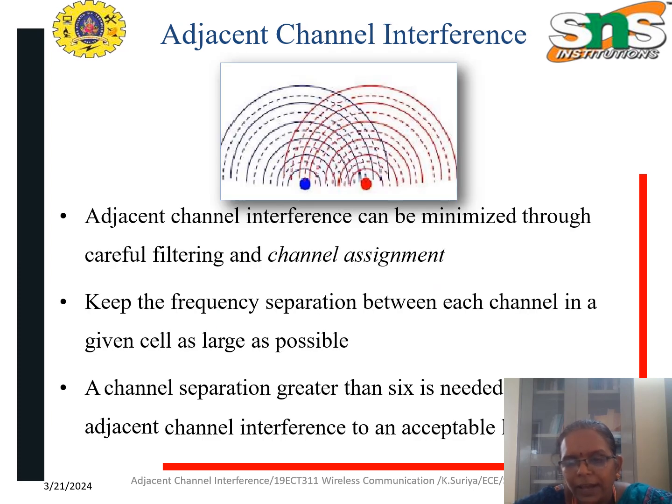Next we will see the factors which are used for reducing adjacent channel interference. The first one is we can use proper filters so that the filtering is proper, which can minimize the interference. Next, careful channel assignments can be done. That means while allocating the channels, we have to allocate properly so that adjacent frequencies are not allocated to adjacent cells. And next is managing the space between two adjacent cells, which should remain constant. You can give a better spacing between the adjacent frequencies.